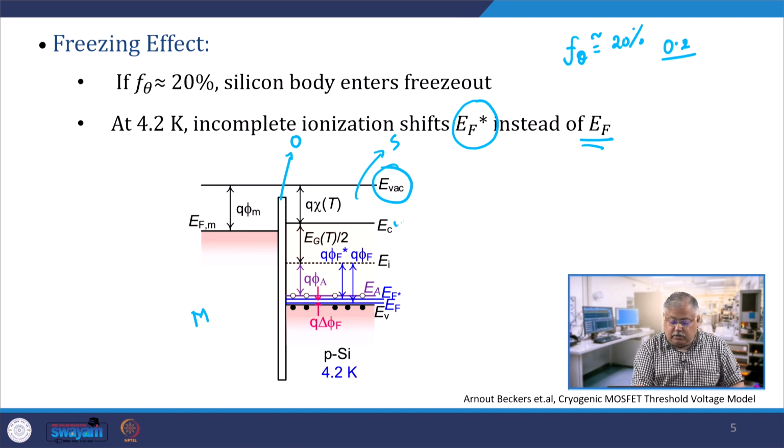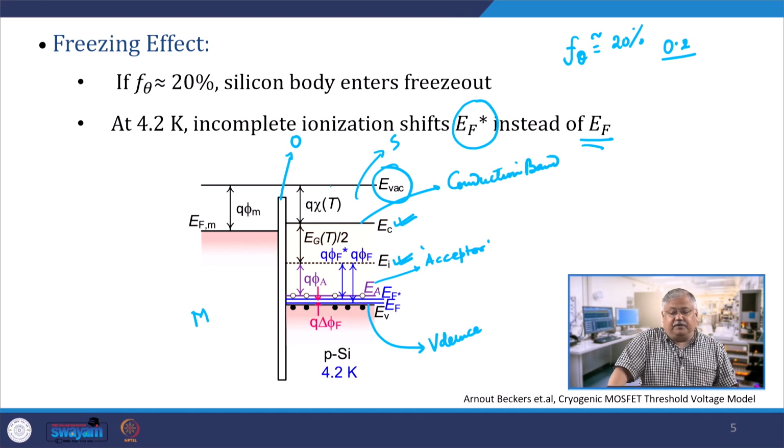I have the conduction band on the metal side, I have the intrinsic Fermi level, I have the acceptor level shown in brown. So, it is a p-type semiconductor. I have a valence band here and this is my conduction band. q chi is basically the electron affinity associated with it. Eg by 2 is basically half of the band gap. Now, let us concentrate only on these levels.